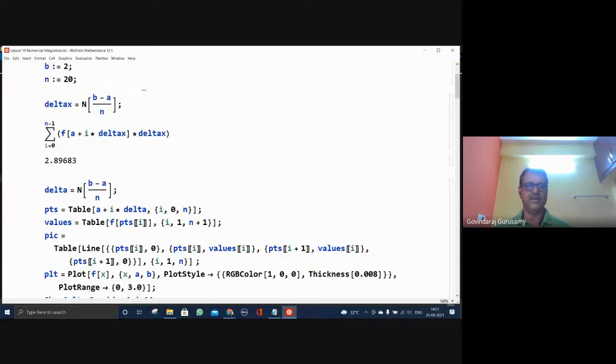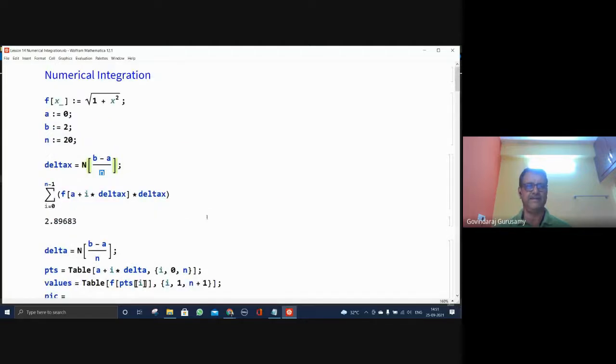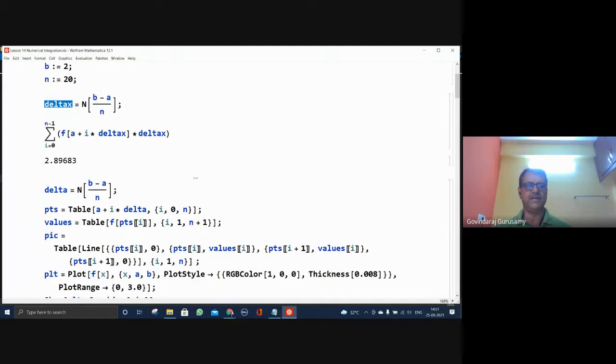That can be fixed by taking b minus a divided by n. So your n will tell you how small the box is. So 0 to 2, n is 20 now, which I have taken, and delta x is being fixed. So what you have to do, we need to have a rectangle now. The rectangle should be there and the area of the rectangle should be found. And you can see this is the y of the rectangle, and this is the x of the rectangle.